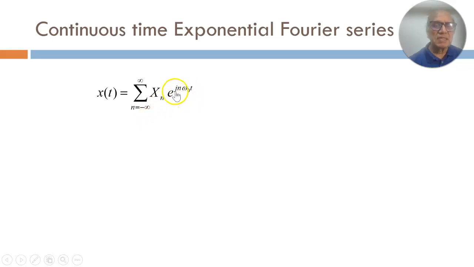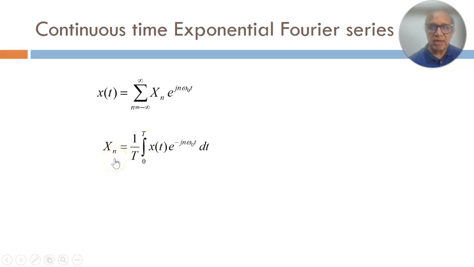So understand that for every value of n, you get a plus and minus term. So this will be X1 e raised to j omega naught t, and then X of minus 1 e raised to minus j omega naught t. So when you combine them, you will get a real signal. So you get pairs. Now how do you calculate Xn? Xn is simply calculated like this: 1 by T, multiply x(t) by e raised to minus j n omega naught t, integrate over the time period T, and you will get Xn.